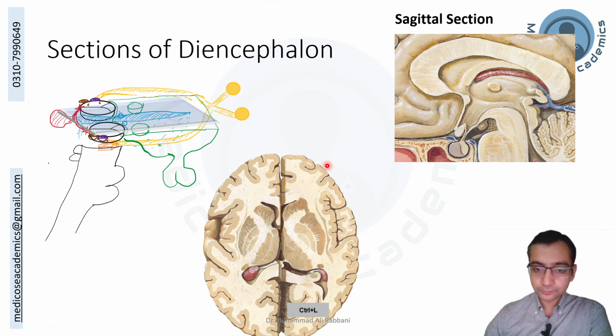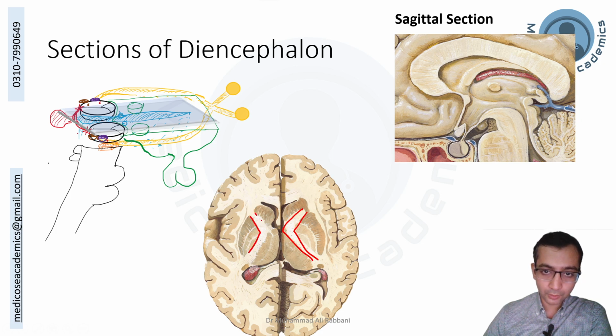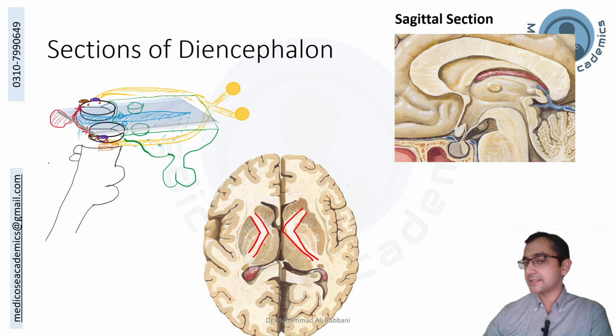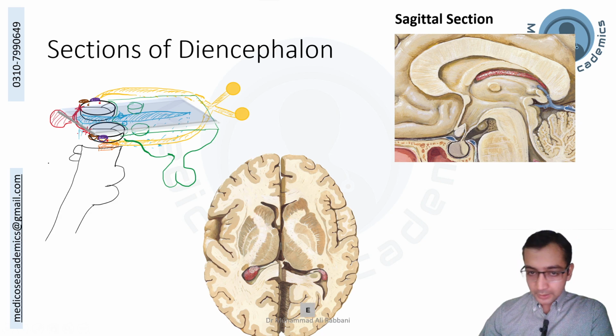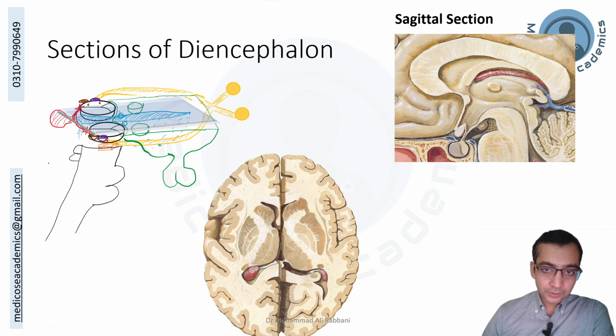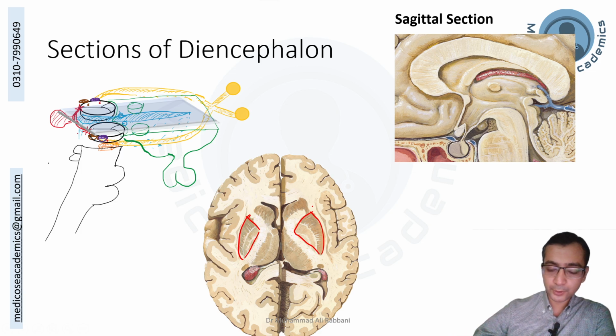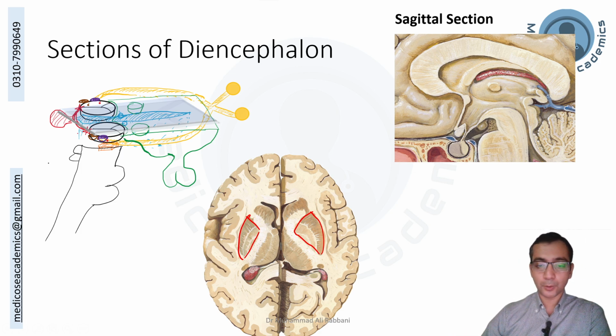On either side, this white area, this structure, this is the internal capsule. This boomerang-like or bent V-shaped structure, this is the internal capsule. And on the lateral side of the internal capsule there is a lens-like nucleus, again that is beyond the scope of this lecture, that is the lentiform nucleus. Then there are structures beyond that I'm not going to discuss right now.